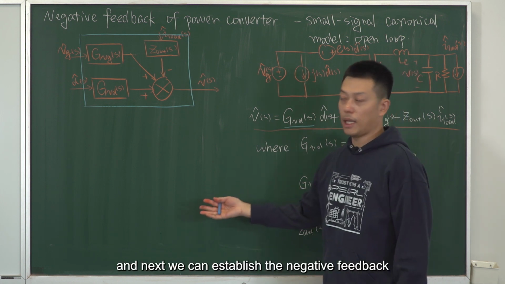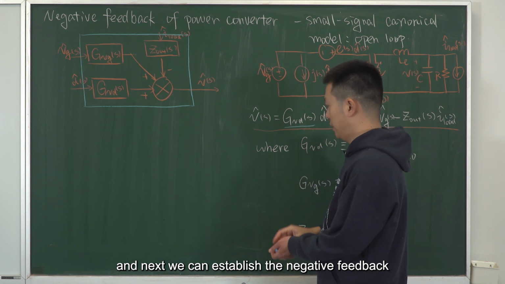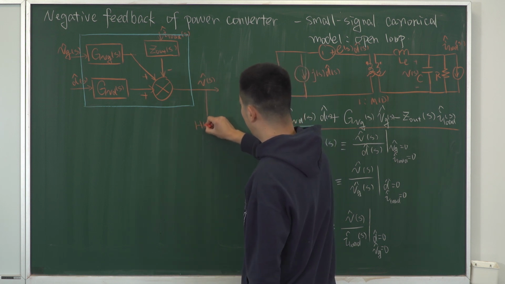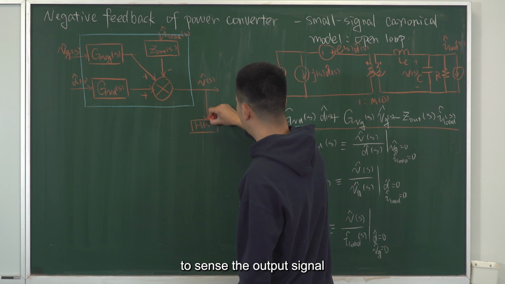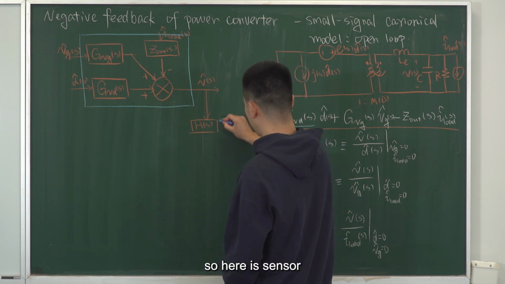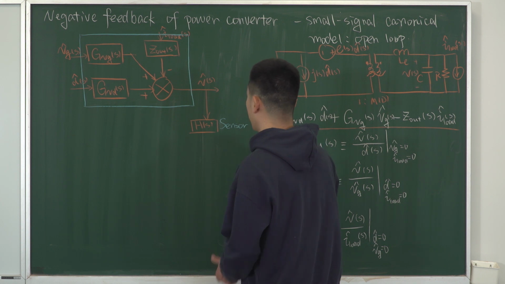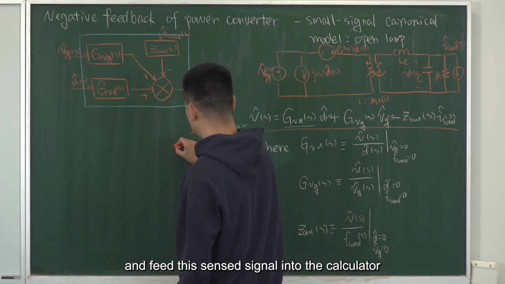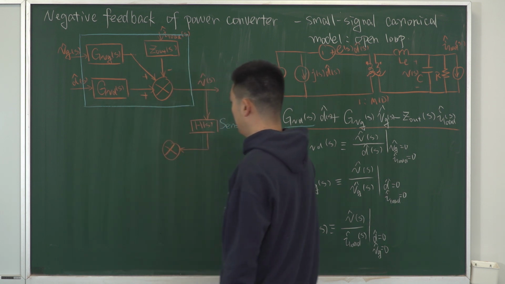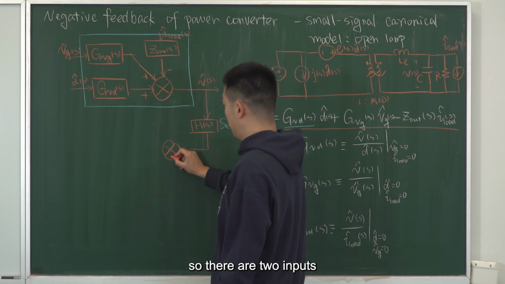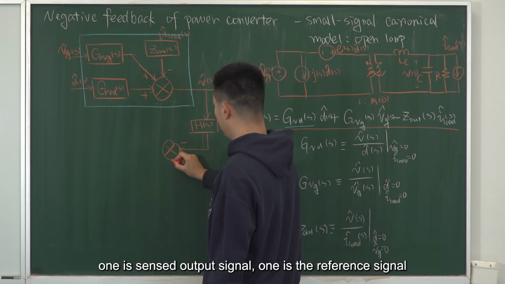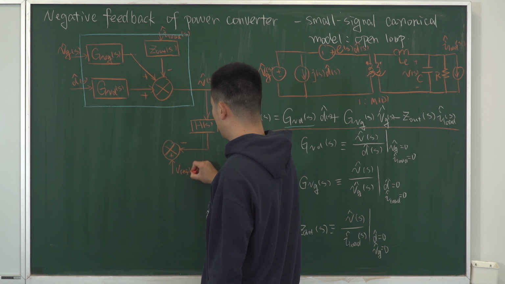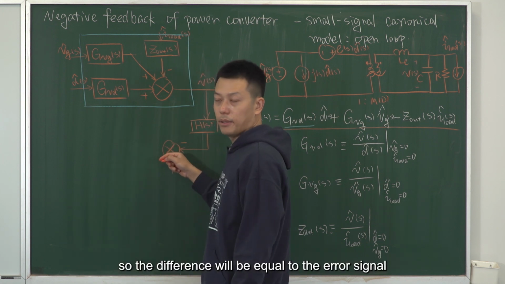And next, we can establish the negative feedback. Similar to what we plotted previously, we have a sensor block to sense the output signal. So here is the sensor, and we feed this sensed signal into the calculator, which calculates the error signal, right? So there are two inputs. One is the sensed output signal. One is the reference signal. So the difference will be equal to the error signal.